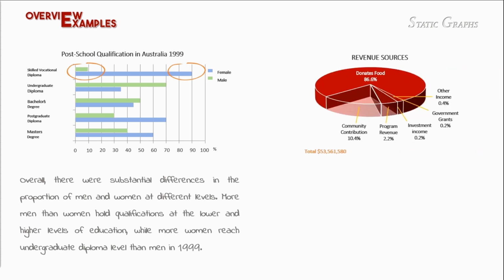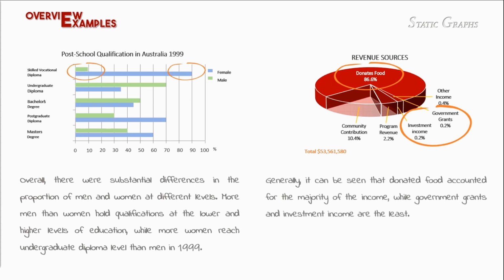In this pie graph, it is noticeable that our overview should focus on the biggest chunk and the least. Generally, it can be seen that donated food accounted for the majority of the income, while government grants and investment income are the least.